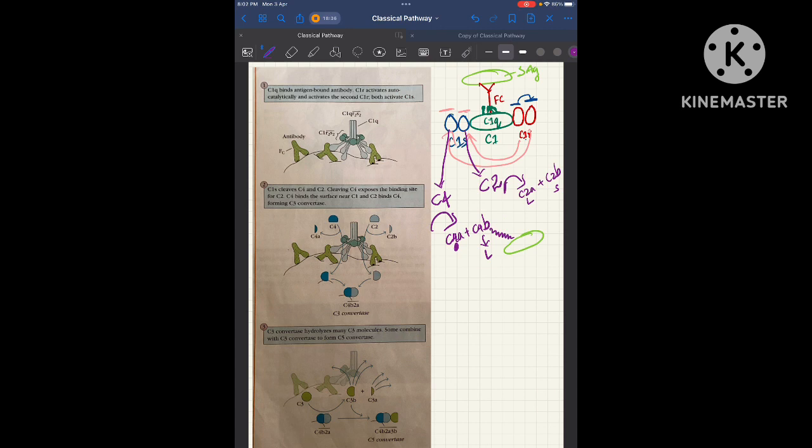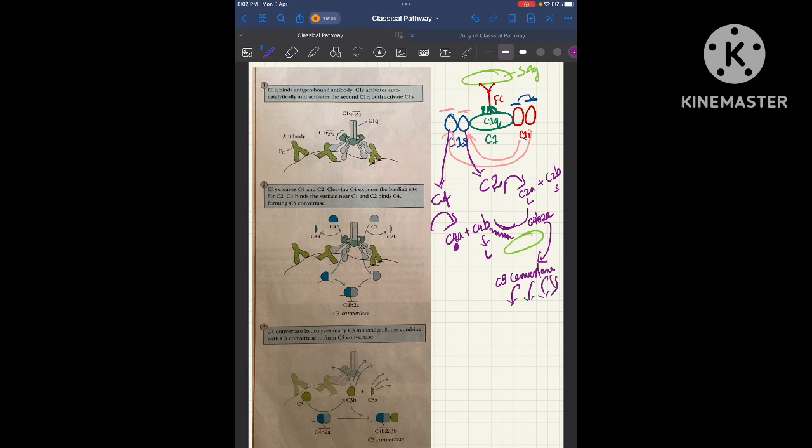So this C2a now binds with the C4b and forms a complex called C4b2a. The C4b2a is otherwise known as C3 convertase. This C3 convertase can further cleave many C3 molecules, not a single C3 molecule.